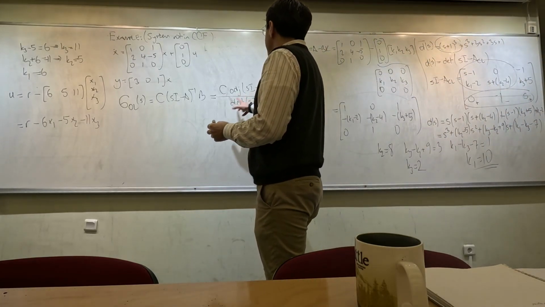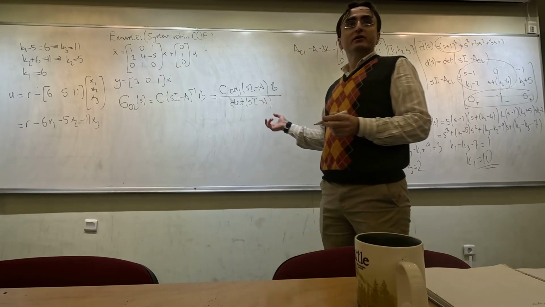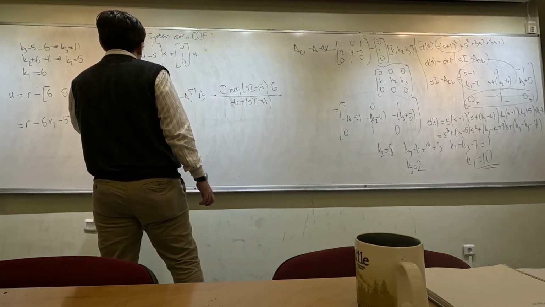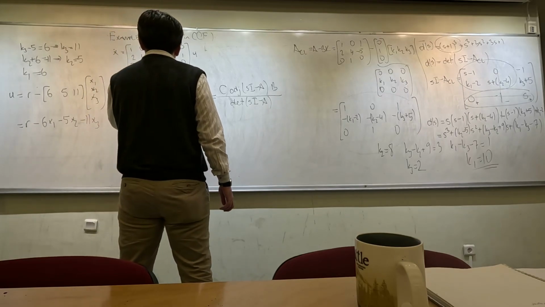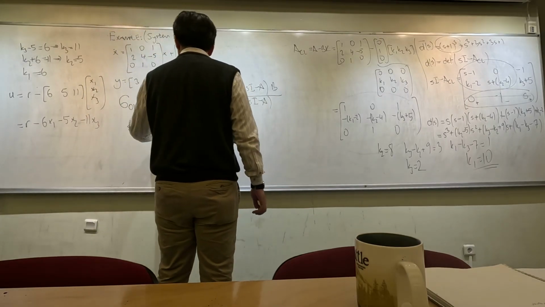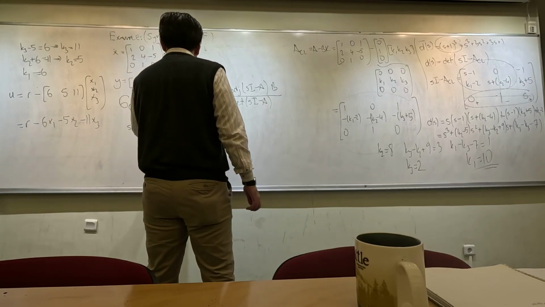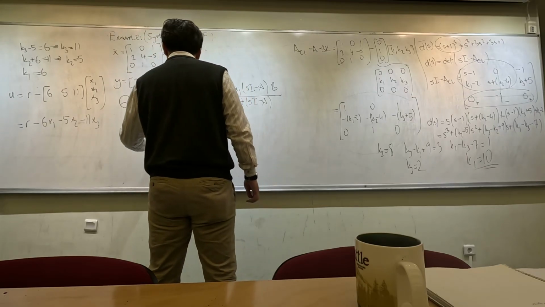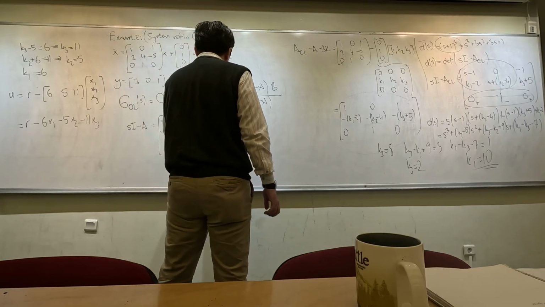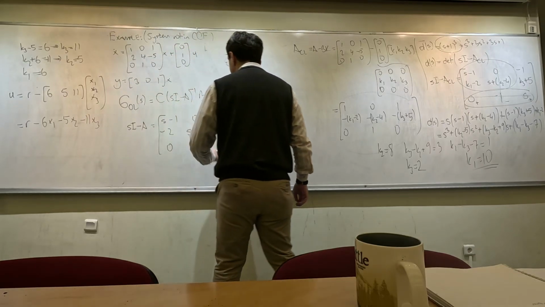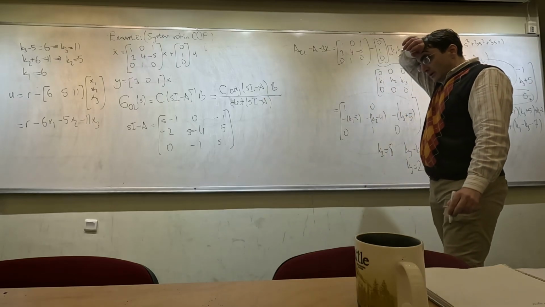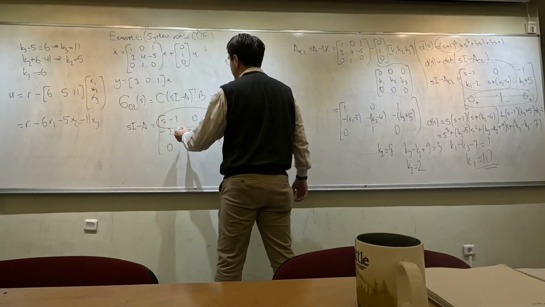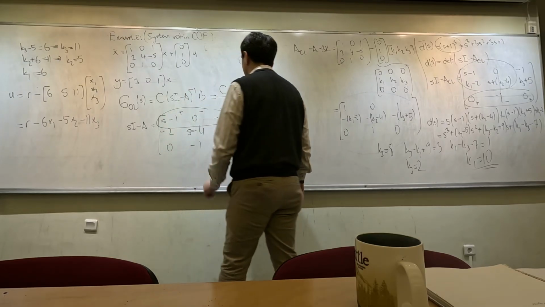Then for calculating the denominator, I will calculate SI minus A and then its determinant. SI minus A is S minus 1, 0 minus 1, minus 2, S minus 4, and plus 5, and 0, minus 1, and S. Okay? So now let us try to calculate this thing. I have plus minus plus.